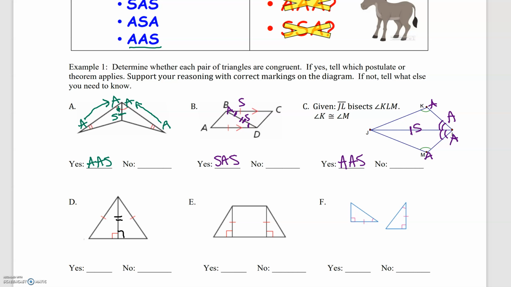So I'm going to go ahead and since it's a right triangle, I'm going to look for hypotenuse, which is the longest side. I do have the H's. And then I have this one, which is an L. So I have an HL on both.